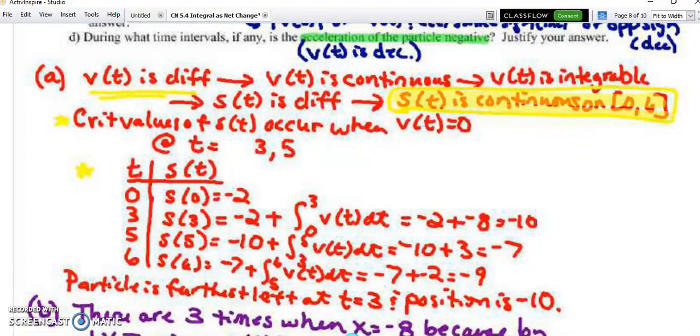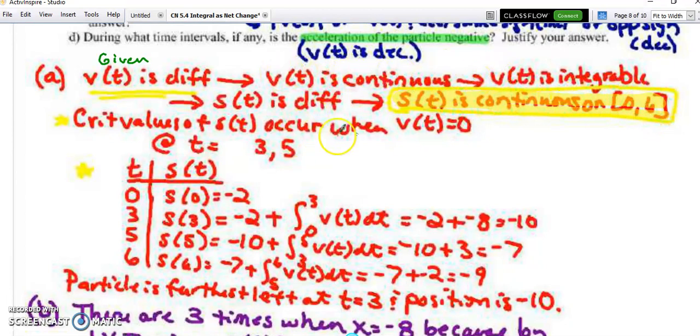And so here's how we went through the process of finding that s of t was continuous. This is what we were given. You need to at least say we were given v of t is differentiable. On the AP, provided all this middle stuff, you don't necessarily need to have it. What you need to say is that given v of t is differentiable, we know s of t is continuous on 0 to 6.